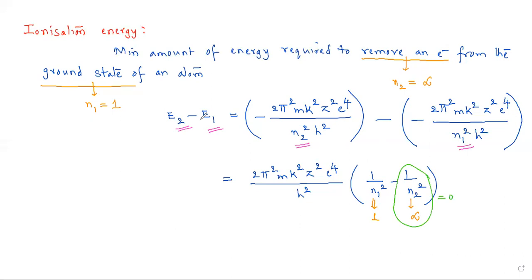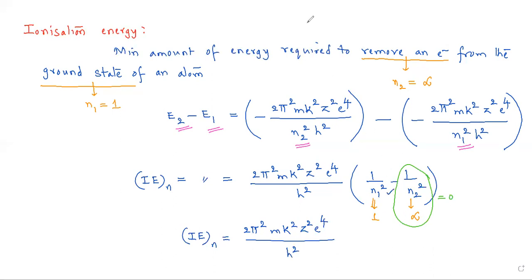See, when an electron is completely removed from an atom, that becomes infinite. Now, let this be the ionization energy of electron in nth orbit. It is nothing but this E2 minus E1. Now, the final expression for ionization energy of electron in nth orbit can be given as 2 pi square m k square Z square e to the power 4 by h square.